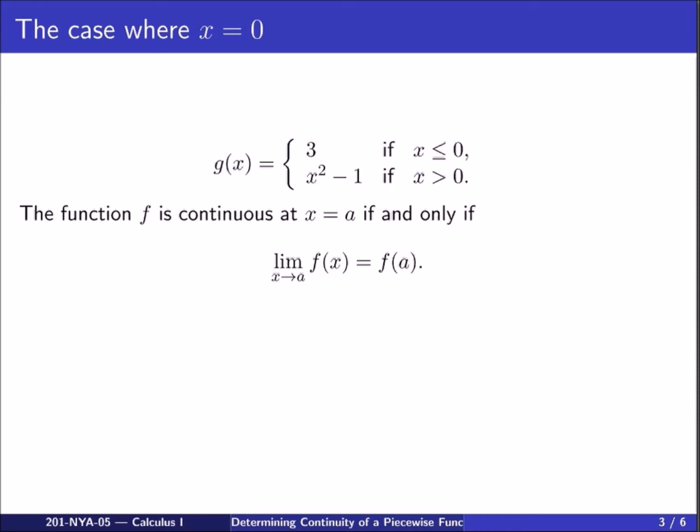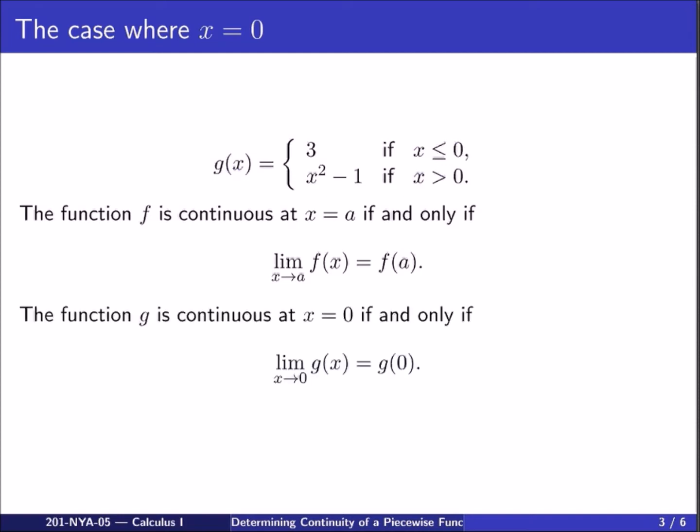Now in our case, a is 0 and the function f is the function g, so we need to check that the limit of g of x as x approaches 0 is equal to g of 0. Now first of all, let's look at g of 0. Is it defined? Well, there is a rule that says that g is 3 if we are less than or equal to 0. So that means that g of 0 is defined and equals 3.